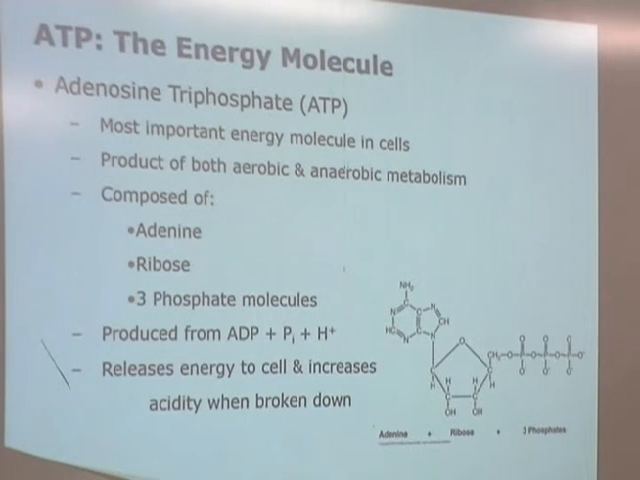So the hydrogen is even more of a problem within the muscle cell than the lactic acid is, because lactic acid is very unstable. It very, very quickly changes into lactate, and lactate can be shifted into the bloodstream and moved around the body. So lactic acid isn't the primary problem, hydrogen is the primary problem.